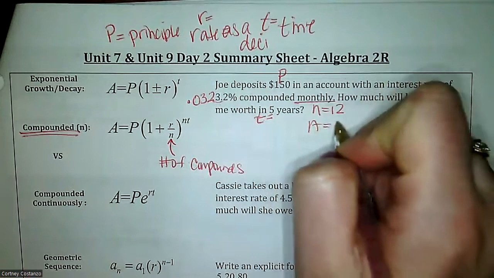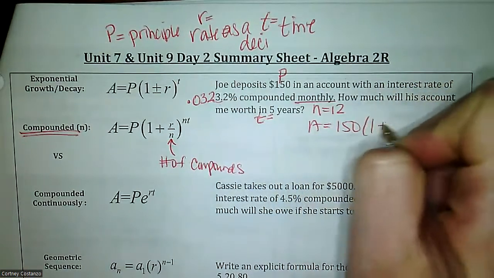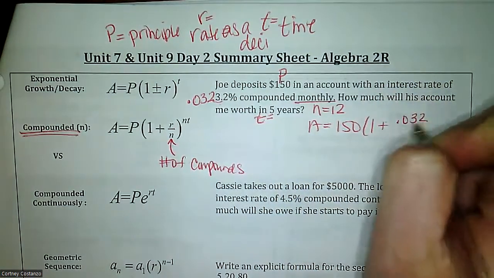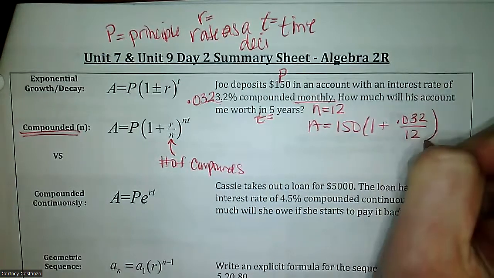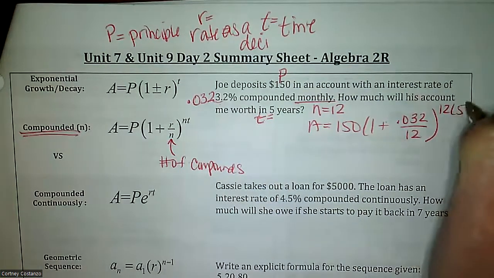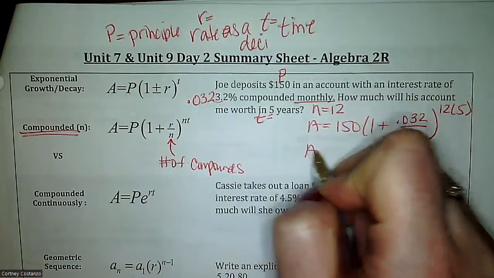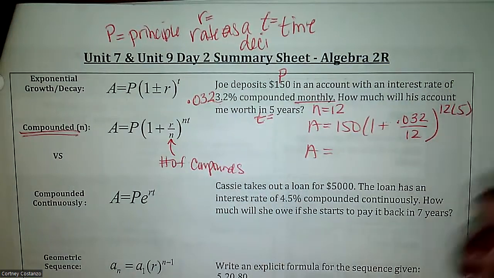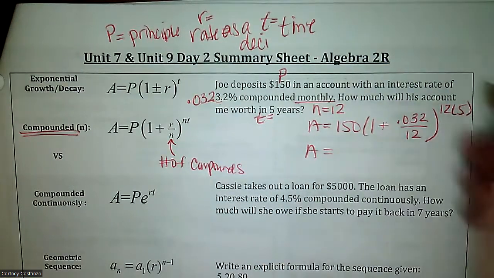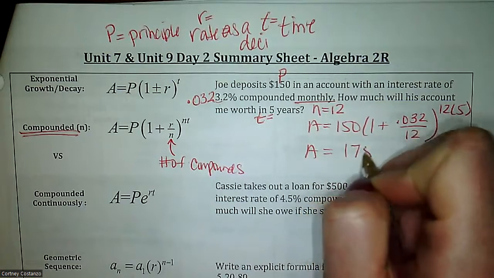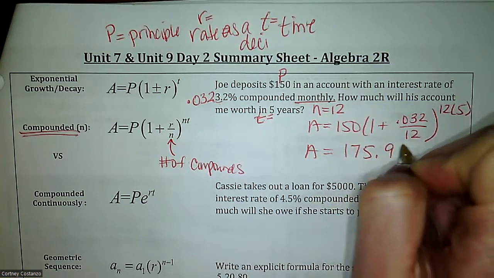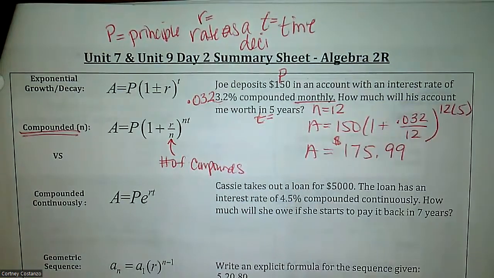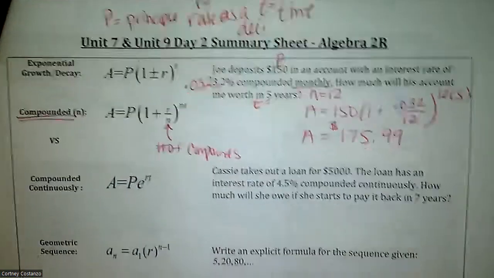So A equals 150 times the quantity 1 plus 0.032 cut into 12 pieces, raised to the 12 times 5. And so I would type that in my calculator. And since we're talking about money, I'm going to type that all in at once. I'm going to pretend that I just did that. $175.99 is what it ends up coming out to be, rounded to the nearest penny.